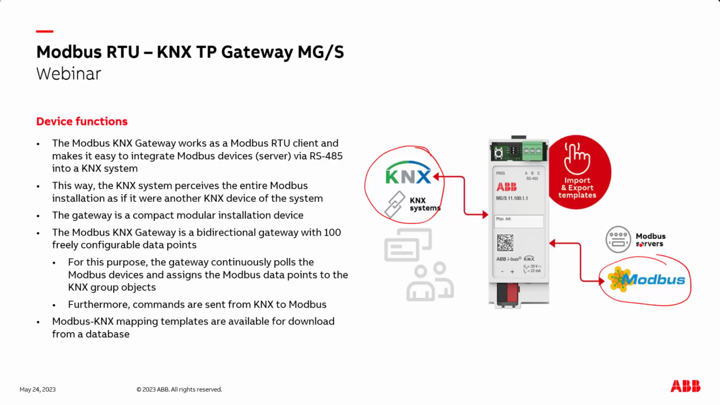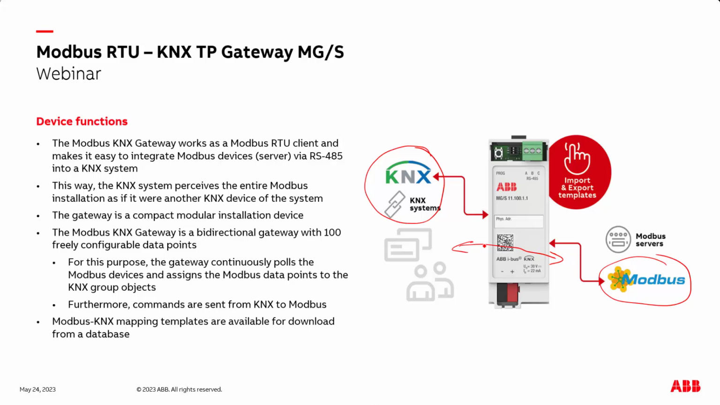The gateway is a modular DIN rail device, so you can install it on a standard rail in the distribution board. The Modbus KNX gateway is a bidirectional gateway, so we can send information from the KNX world into our Modbus world and also vice versa. Maximum we have about 100 freely configurable data points, so 100 write and also receive commands.